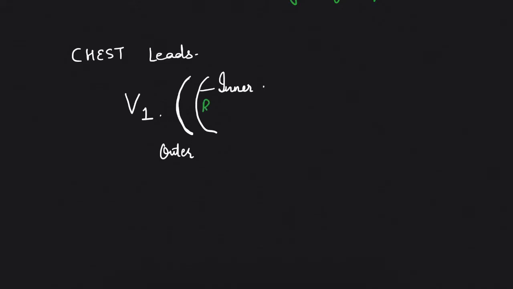So the direction is like this, from inside to the outside. Now considering V1 lead, which is just outside the right atrium, for this the direction of current is towards the lead. It is coming towards the lead, so it will cause a positive deflection because the current is traveling towards the lead. Okay, now this causes a positive deflection.